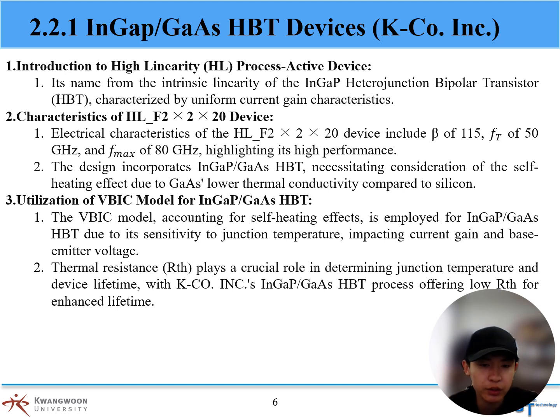Utilization of VBIC model for InGaP GaAs HBT. The MMIC model, accounting for self-heating effects, is employed for InGaP GaAs HBT due to its sensitivity to junction temperature, impeding current gain, and base emitter voltage. Thermal resistance plays a crucial role in determining junction temperature and device lifetime. InGaP GaAs HBT processes offer low Rth for enhanced lifetime.